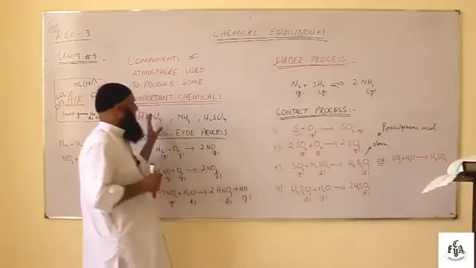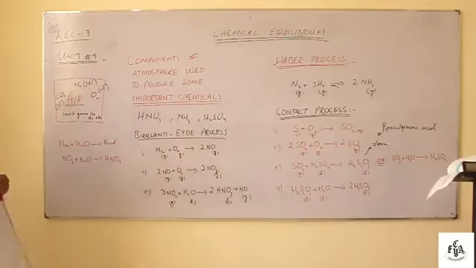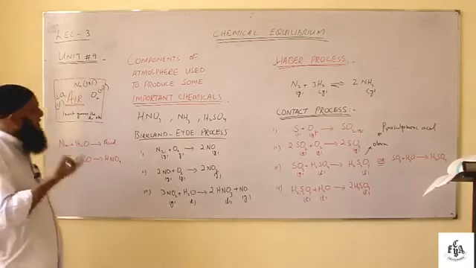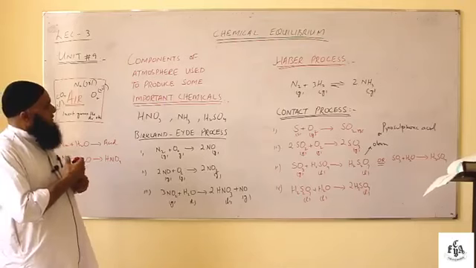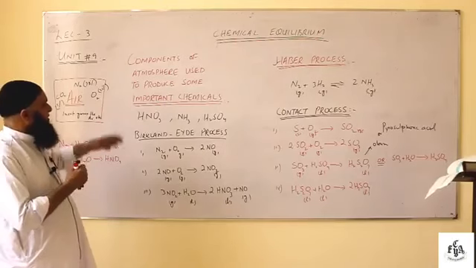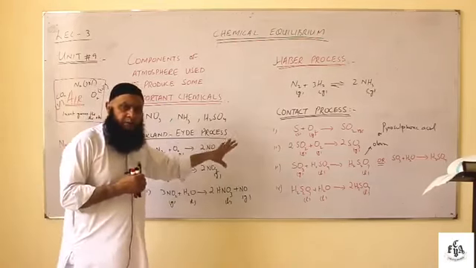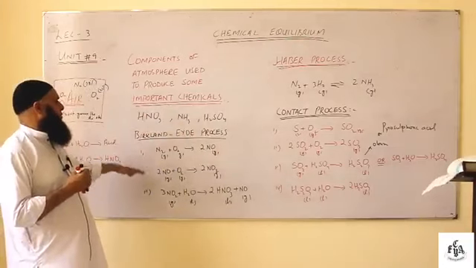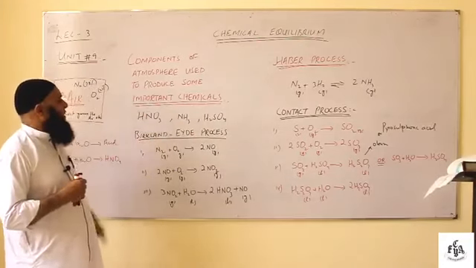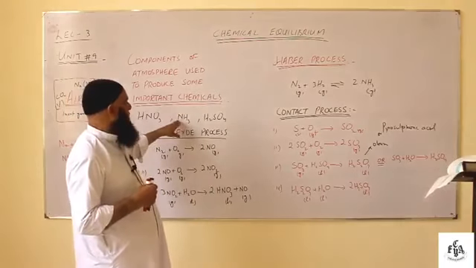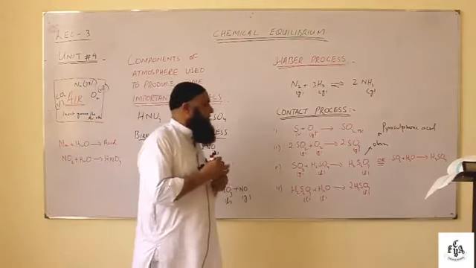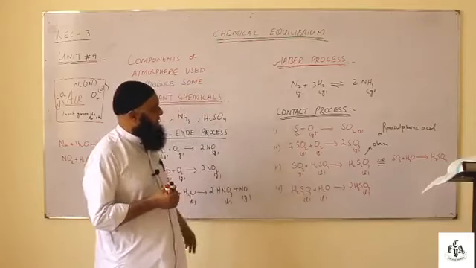So these are some important chemicals which are used in many industries: nitric acid, ammonia and sulfuric acid, and they have specific process names. The Ostwald process is the process for the formation of nitric acid, while the Haber process is the process of formation of ammonia, and the contact process is the process of formation of sulfuric acid.